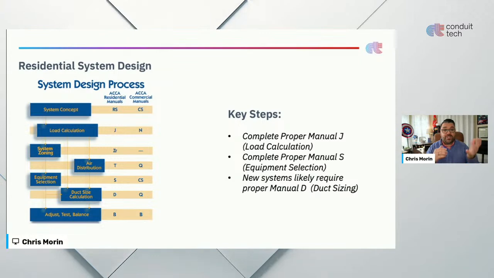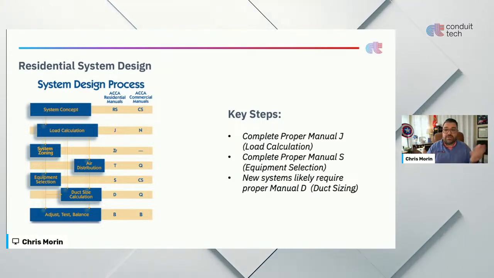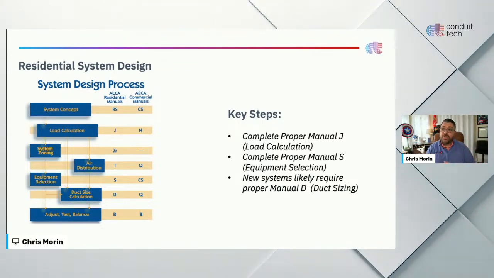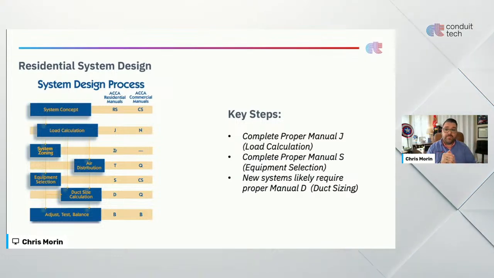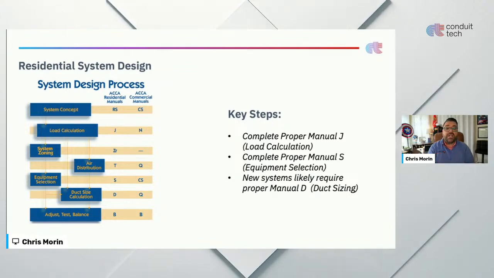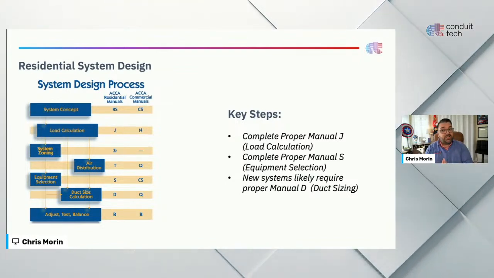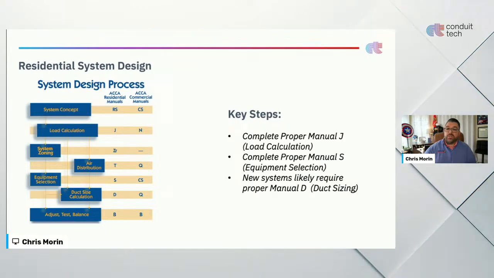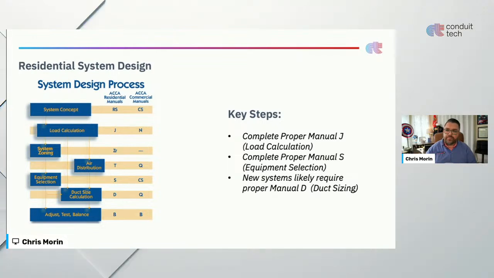Most people follow the JSD procedure, right? So Manual J for load calculation, Manual S for equipment selection, and then of course duct sizing. So what you may not know is in the ACA design process, obviously the residential manuals are different than the commercial manuals. I'm going to be talking about the residential side today. And Manual ZR has actually been out for about 5 years now. It was in peer review for many years previous to that.